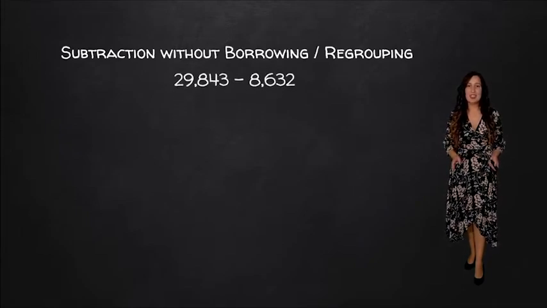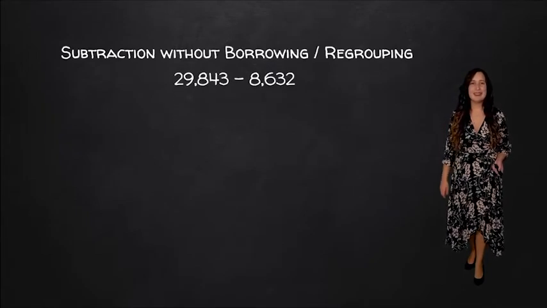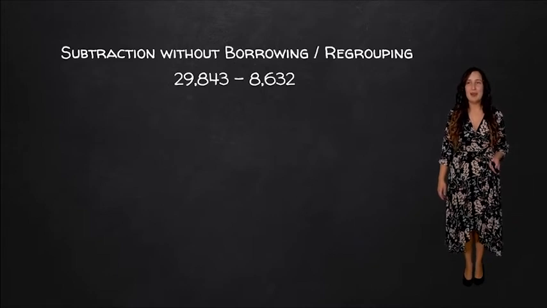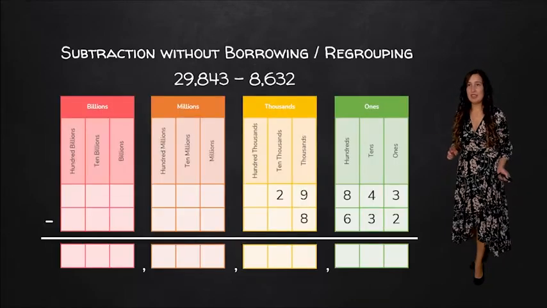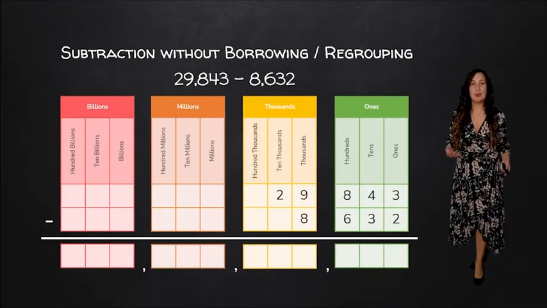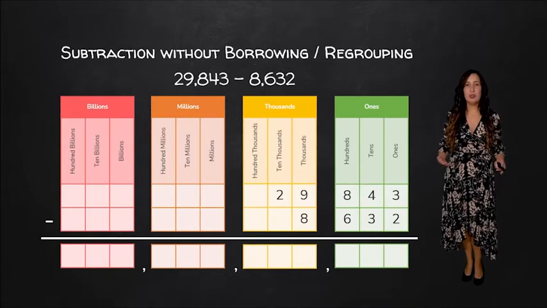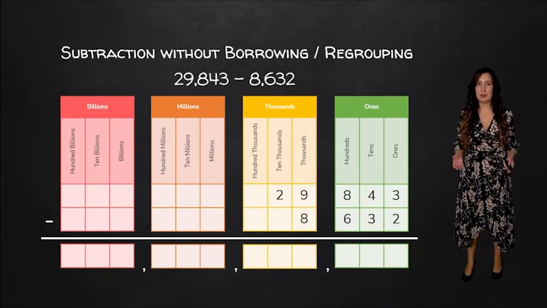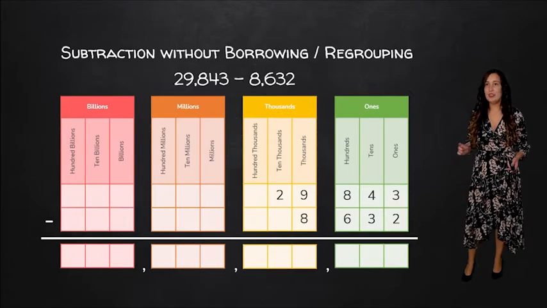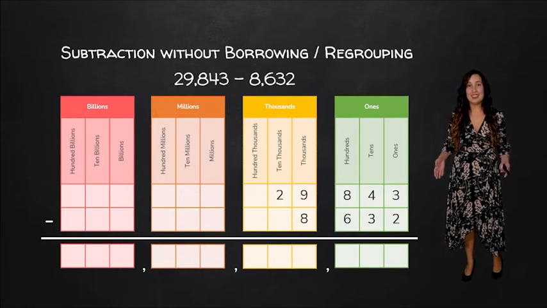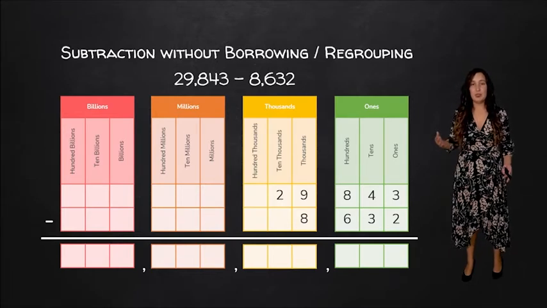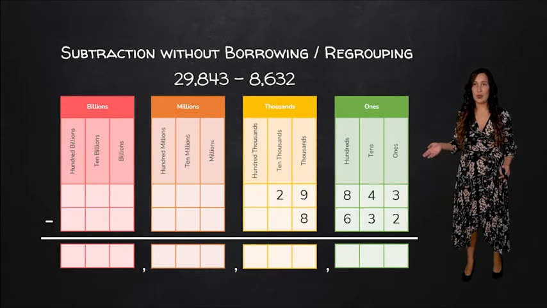So to start us off, we have 29,843 minus 8,632. And to make our lives a little easier, we're going to use a place value chart, because remember that when we add or subtract whole numbers, we do have to line up our place values. So now that my numbers are lined up, we're going to start off with our smallest place value, which in this case is our ones. Then we'll move on to our tens, our hundreds, and so on.